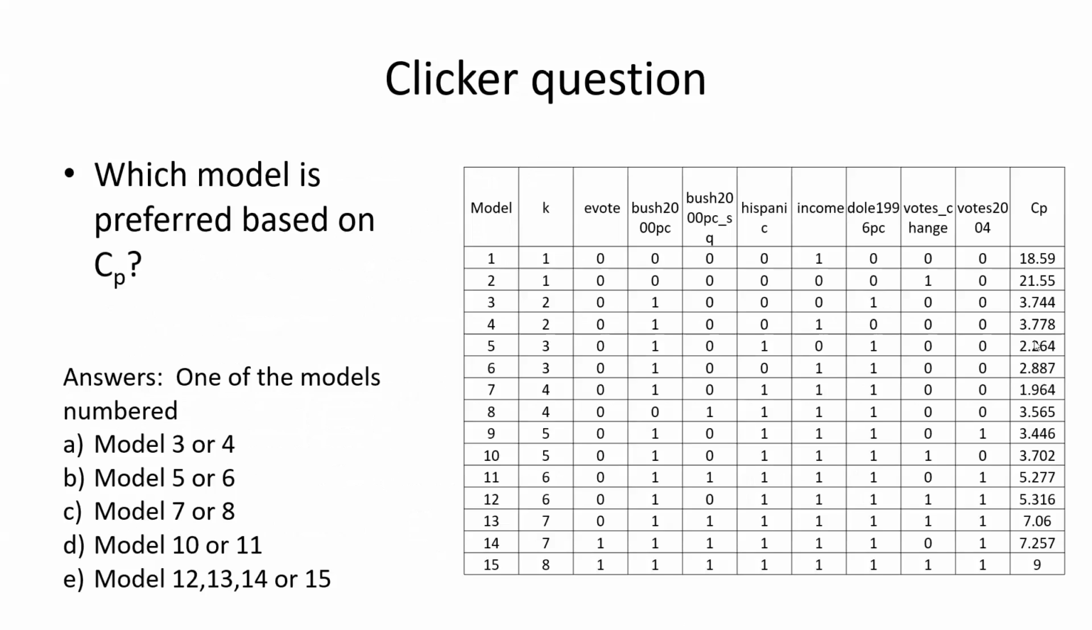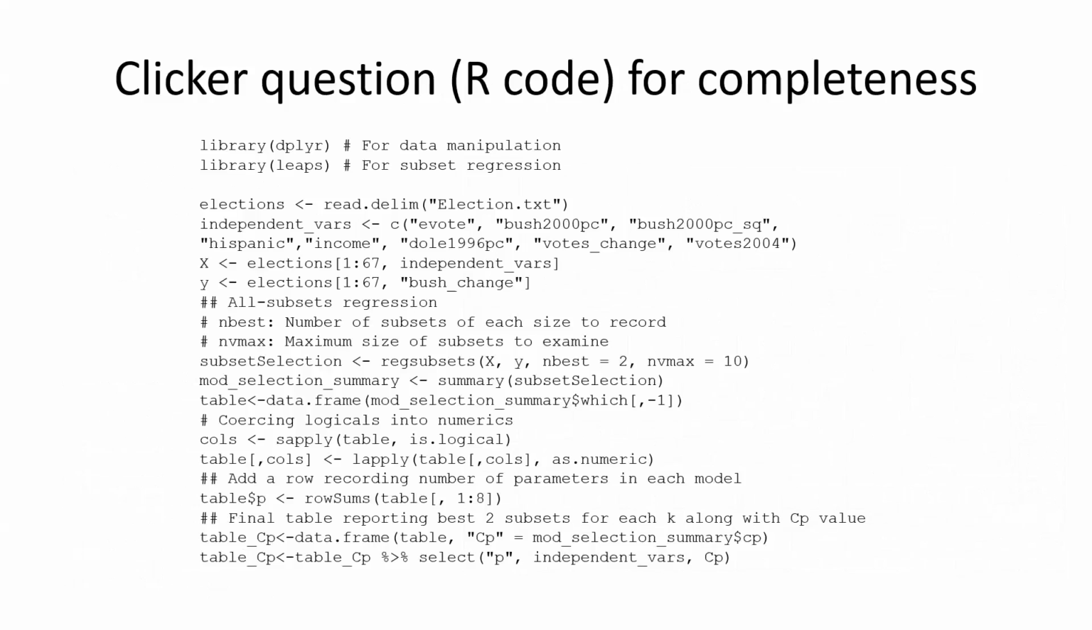So here we have the table again with the best two models based on the Cp criterion. And my question again for you is, which model is best based on this Cp criterion, right? So you're trying to look at acceptable models, and among the acceptable models, pick the one with the smallest k. All right. And as before, for completeness, here's the R code that generated this table.